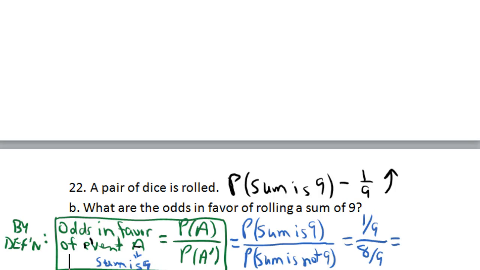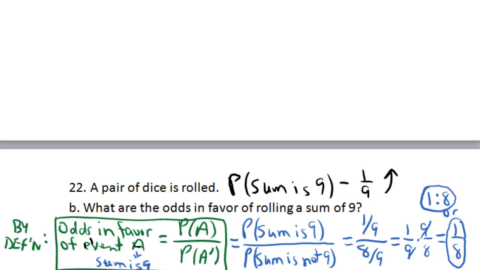Now, simplifying that, remember when you divide fractions, you invert the divisor and multiply, so that becomes 1/9 times 9/8. The 9's divide out, so you get 1/8. And remember, sometimes odds are written as a fraction, just like probability, and sometimes they're written with a colon. So either way you look at it, the odds in favor of rolling a sum of 9 is 1/8, using the definition.